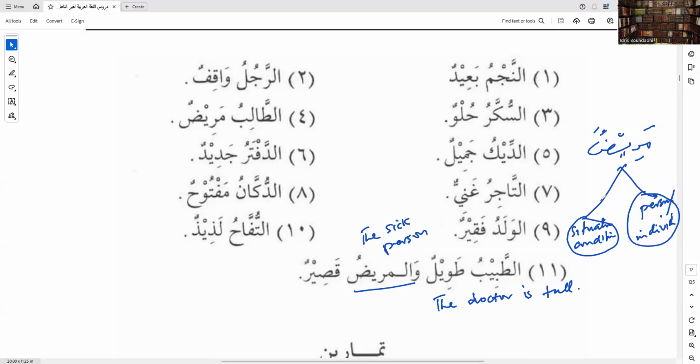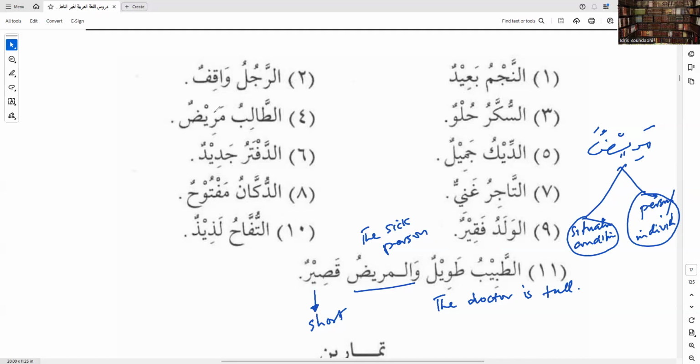So you can see that here, ana marid, you're talking about the condition that you are sick, the fact that you are sick. But when you say ana maridun too, you can say I'm the sick person. I am a sick person. So here we say the sick person is short, right? Because if you say the sickness is short, we don't know, there's no height for sickness, right? So here you're talking about a physical human being.